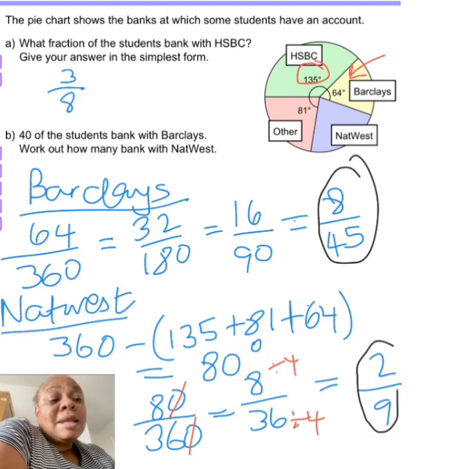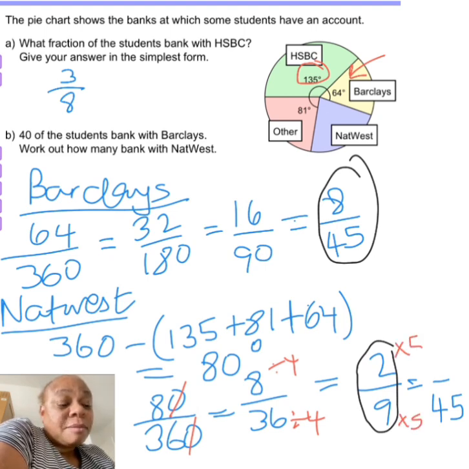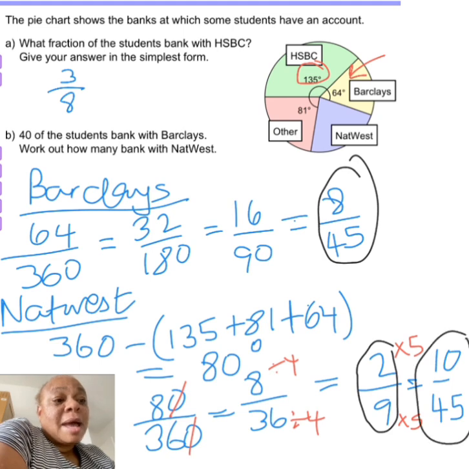Now, because I want to compare both fractions, I'm going to make the denominators the same. I want to create an equivalent fraction of 2/9 with the denominator 45. So I have to multiply both top and bottom by 5. 9 times 5 is 45, and 2 times 5 is 10. So 2/9 is the same thing as 10 over 45. And now that I have the denominators the same, I can compare it to this.